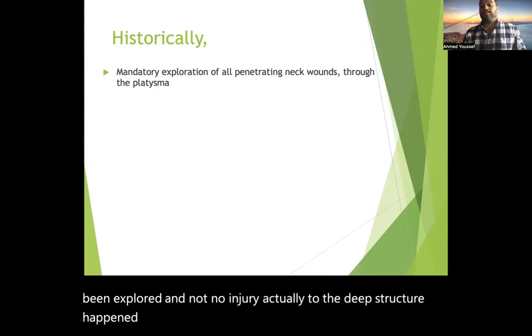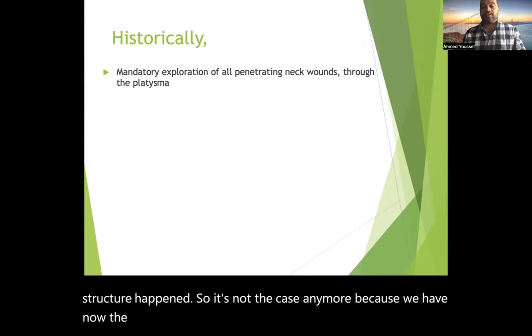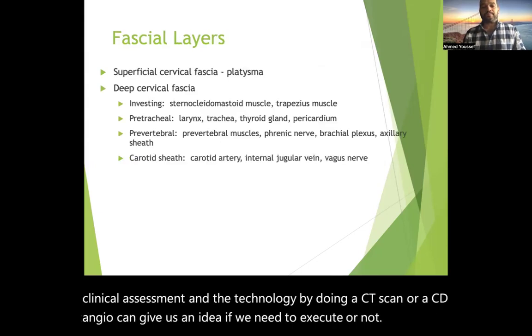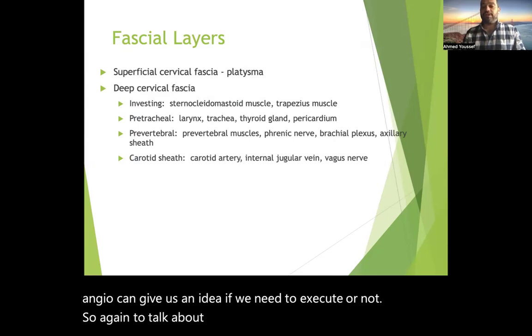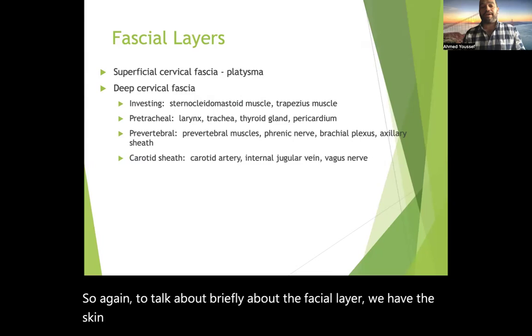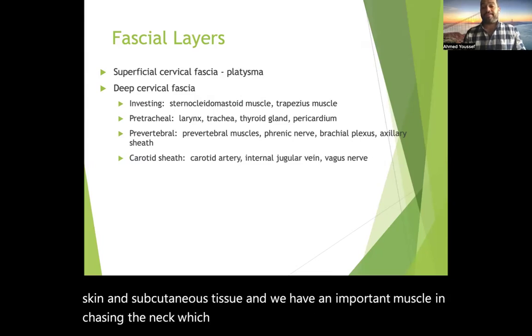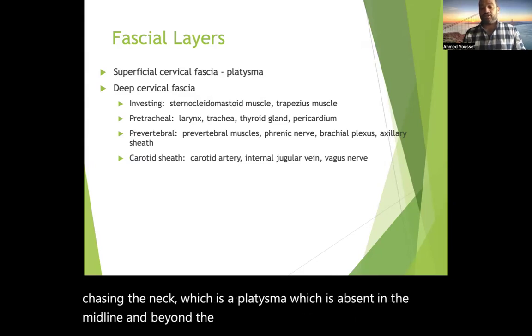So it's not the case anymore, because we now have clinical assessment and technology. Doing a CT scan or a CT angio can give us an idea if we need to explore or not. Briefly, about the fascial layers, we have the skin and subcutaneous tissue, and an important muscle encasing the neck, the platysma, which is absent in the midline. Beyond the platysma, there is a deep fascia.